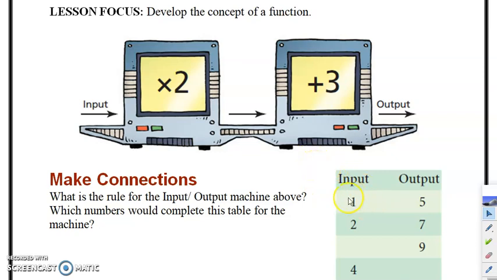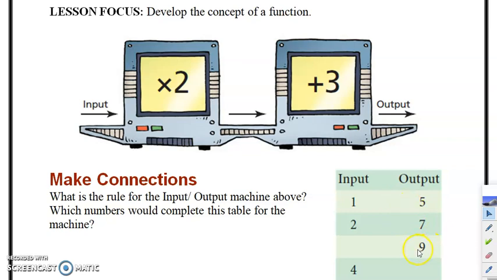So if I input the number 1, what's the output going to be? Well, if I input 1 and I multiply it by 2, then that will be 2. And if I add 3 to that, 2 plus 3 is 5. There's the output. Let's try number 2. Put number 2 in, multiply it by 2 gives us 4. Add 3 to 4, and we get 7.